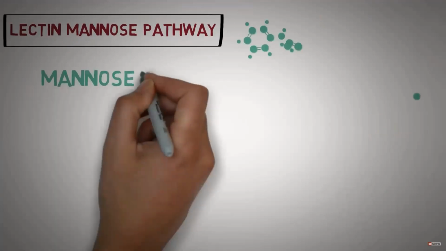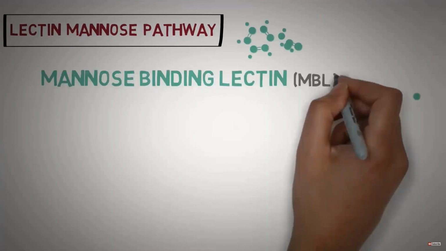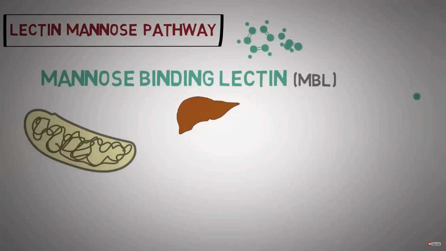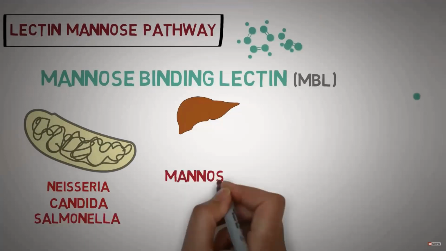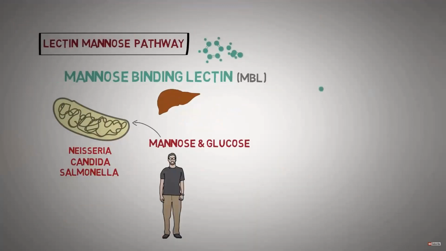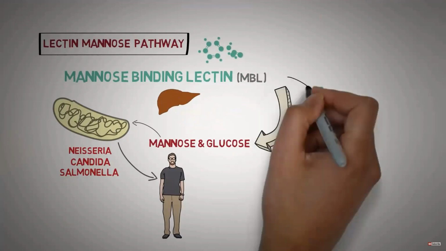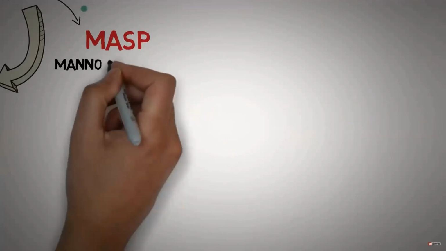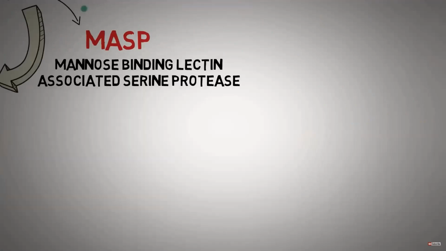The lectin-mannose pathway depends upon the protein known as mannose-binding lectin, or the MBL, which is synthesized in the liver. Now, organisms like Neisseria, Candida, and Salmonella have glucose and mannose residues in their cell wall. Whenever these organisms enter the human body, the protein mannose-binding lectin recognizes this and activates a protease called the MASP, or the mannose-binding lectin-associated serine protease. The MASP is a protease which binds mannose-binding lectin.